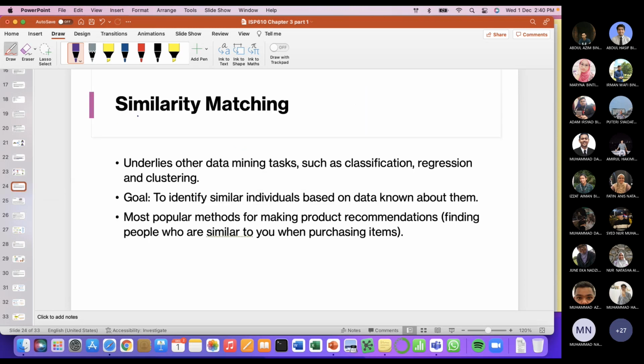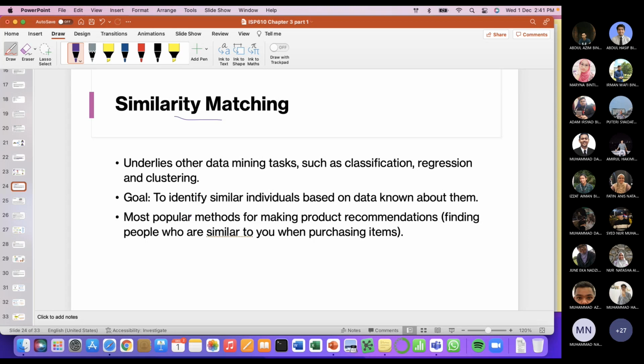And then as for similarity matching, so this one is between classification, regression and also clustering. Dia di tengah-tengah. Okay, the goal is to identify similar individuals based on the data known about them. Okay, we try to match. Okay, kita cari similarity matching based on the data that we have. So most popular methods for making product recommendation, so by finding people who are similar to you when purchasing items. So bila dia nak cari new customers, dia akan tengok okay customer ni behavior dia macam mana. So dia carilah dalam dia punya database tu kalau customer yang macam ni what kind of things yang dia boleh provide. Macam offer ke apa benda kan.